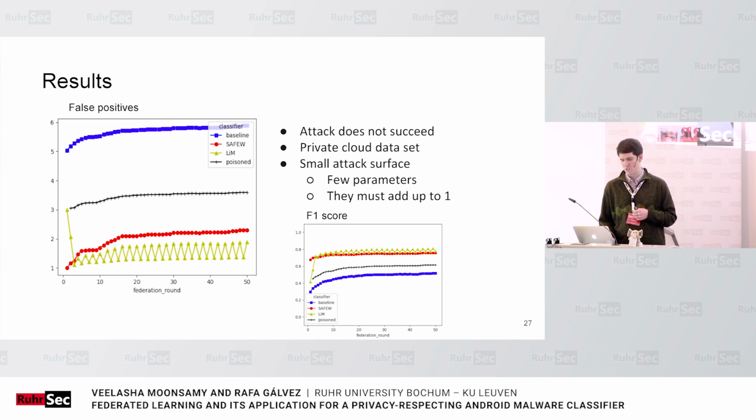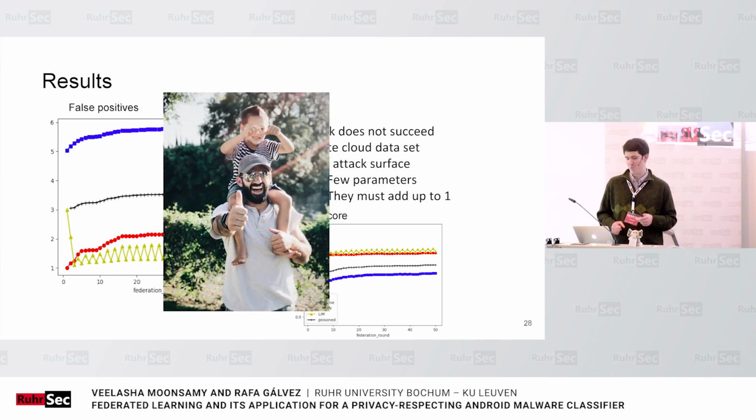Why? 2 reasons. We have a private set of data in the cloud, and there is a small attack surface, few parameters, only 5, and there are constraints that they must adapt to. So yeah, doubly happy.